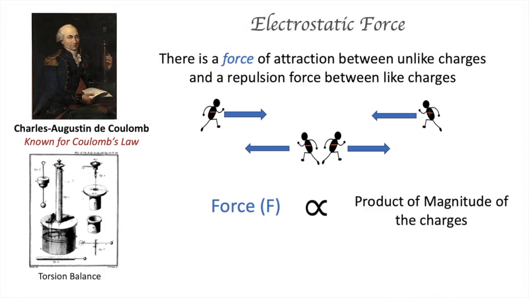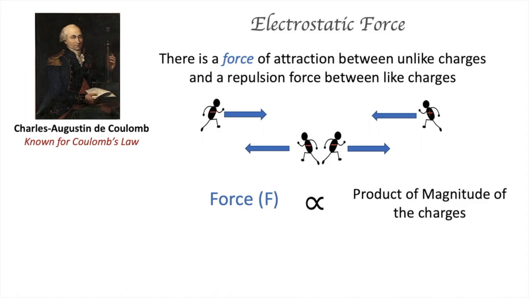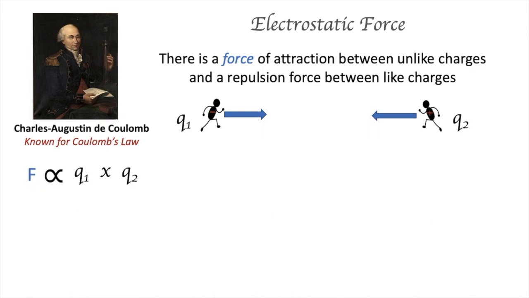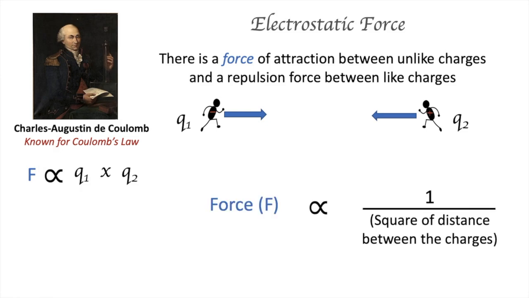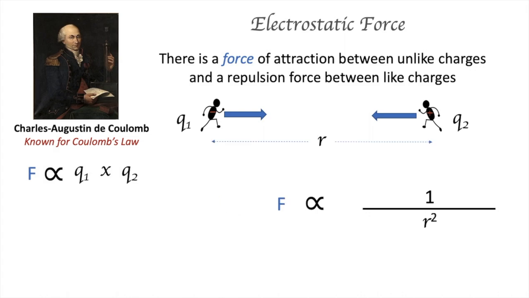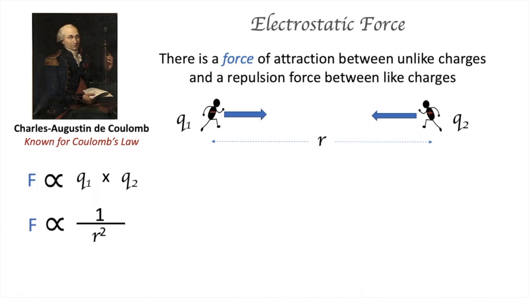And what he found was that the force of attraction or repulsion was directly proportional to the magnitude of charges. So if the charges were of magnitude, let's say Q1 and Q2, then the force was directly proportional to Q1 multiplied by Q2. What he also found out was that there was a relationship dependent upon the distance between the charges. Through experiments, he found that the force was inversely proportional to the square of the distance between the two charges. So if the charges are at a distance r from each other, then the force is proportional to 1 over r squared. Now if you combine these two proportionalities, we get a single proportionality: the force is proportional to Q1 times Q2 divided by r squared.